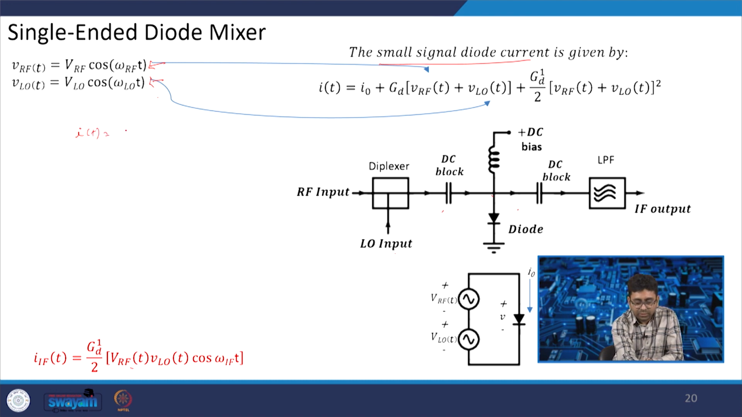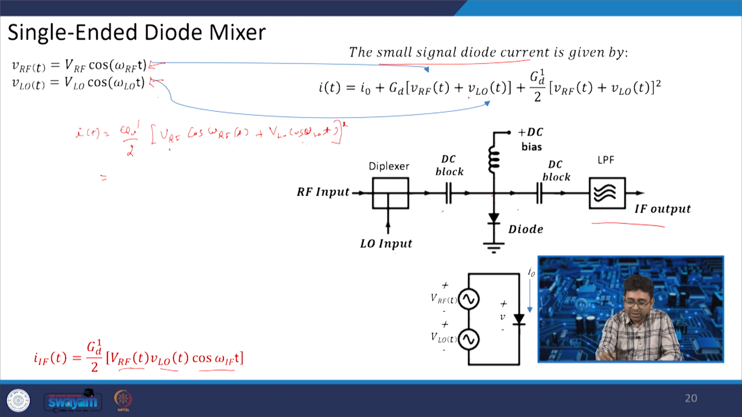our i(t) is equal to G_D dash by 2 times (V_RF cos omega_RF t plus V_LO cos omega_LO t) squared. These terms will be squared individually, but we are interested in the combination of these two. So, what you will get is cos omega_RF t into cos omega_LO t multiplied with V_RF and V_LO, and you will get a cos omega_IF t. This is the output IF. Other frequency components which are generated are filtered out by using this filter.